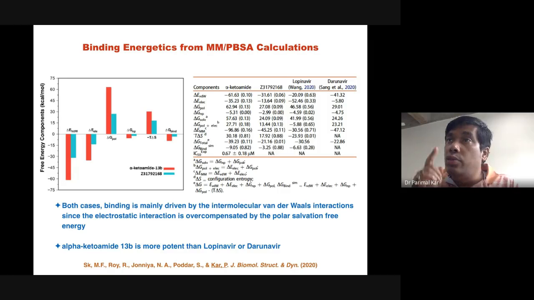But you should also remember one thing. If there is only non-polar interaction, that is also not good. There should be at least 1 or 2 hydrogen bonds. Then you can have a perfect balance.